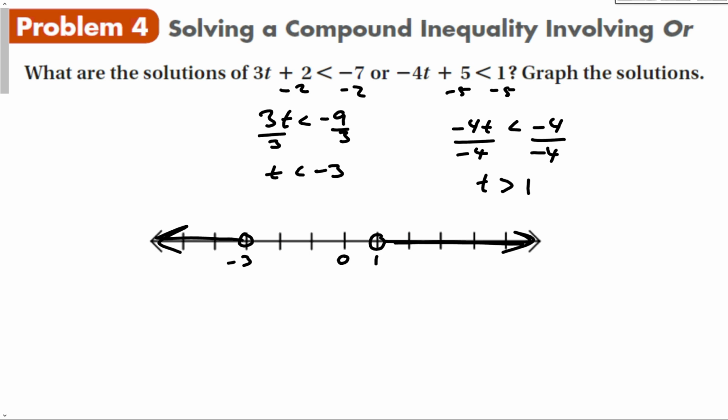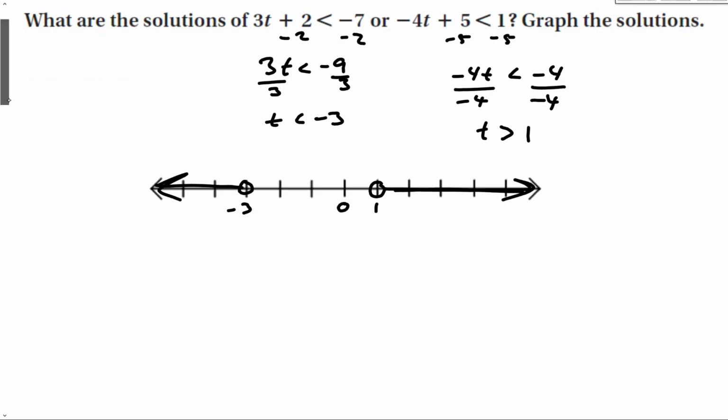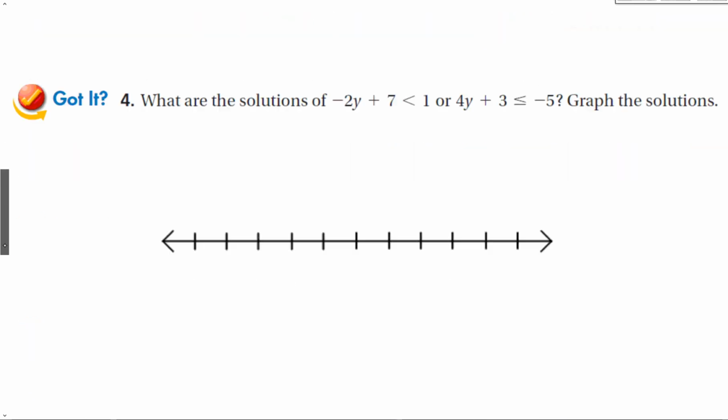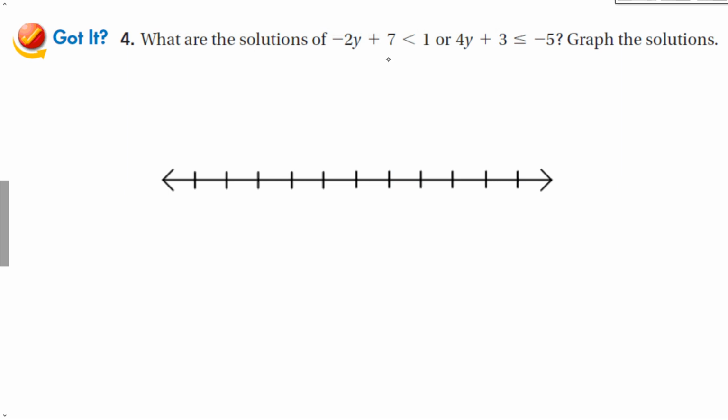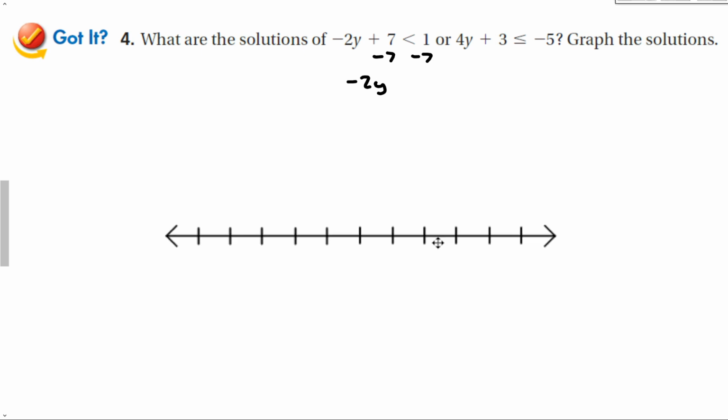Okay? Remember, of course, my important rule. So our got it problem. Again, solve them both separately. Subtract 7 from both sides, -2y. Let's get some room here. -2y is less than -6. When I divide both sides by a negative number, y becomes greater than +3.